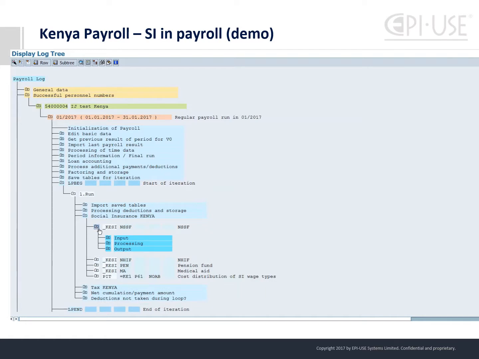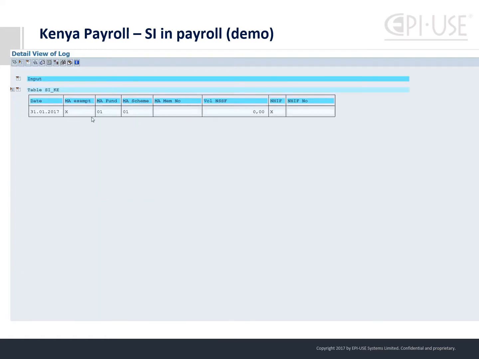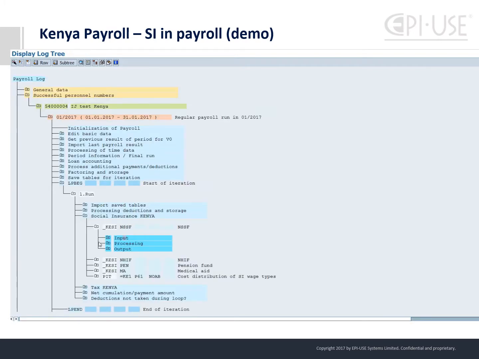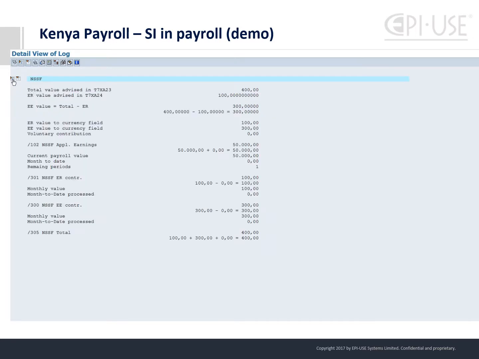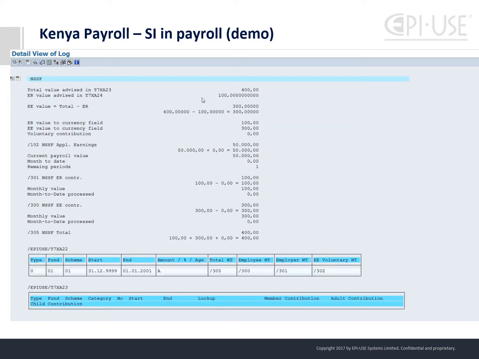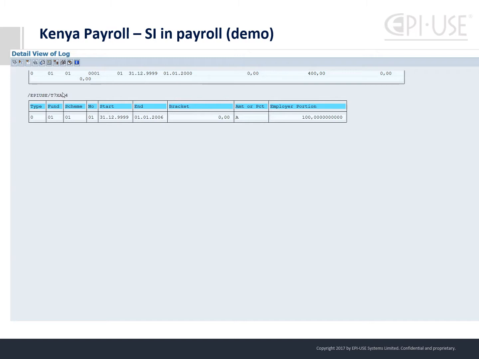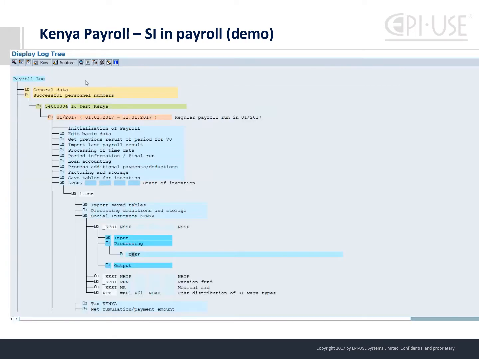So if we expand here for NSSF, we look at the input table. It shows us the information from the info type. If I look at the processing, I can actually expand and see exactly where these amounts and how they were calculated, and even the tables that were used for this.